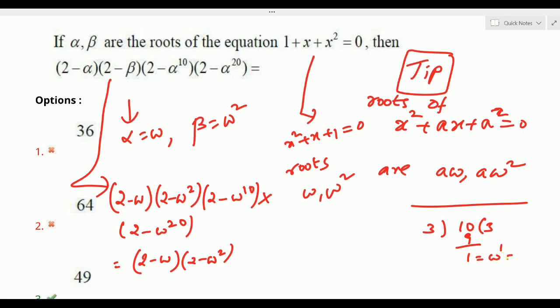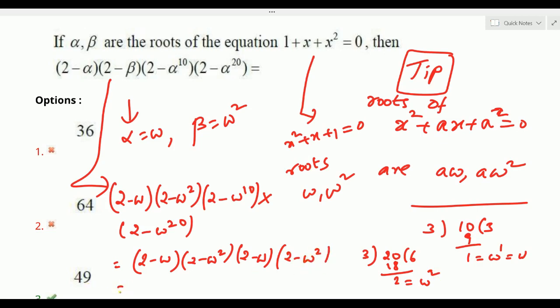Omega power 1 is omega; whatever the remainder is, put that as the power of omega. Therefore the next term, 2 minus omega power 10, we can write as 2 minus omega. In the same way omega power 20: 20 divided by 3, 3 sixes are 18, 2 is left over. The resultant is omega square. Our result is omega square, so put omega square, and the next term is 2 minus omega square.